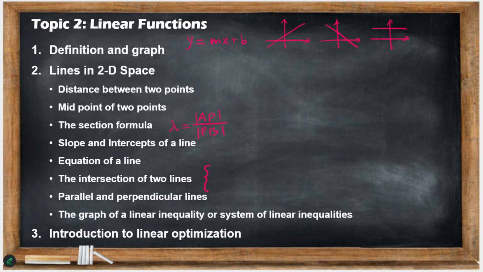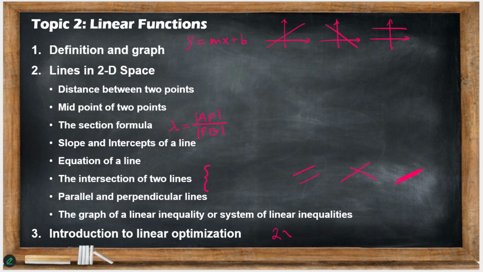Otherwise, if you can't find any solution, this means these two lines are parallel, right? Yeah. There are 3 different positions. And for parallel lines and perpendicular lines, make sure you know how to determine whether two lines are parallel or perpendicular. And also make sure you're able to find the region that corresponds to a linear inequality or system of linear inequalities. And in the end, we also talk about how to do linear optimization.